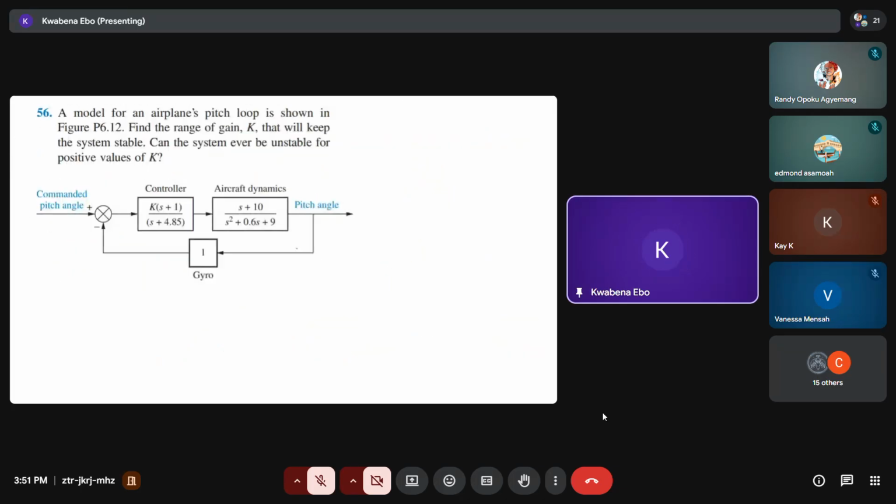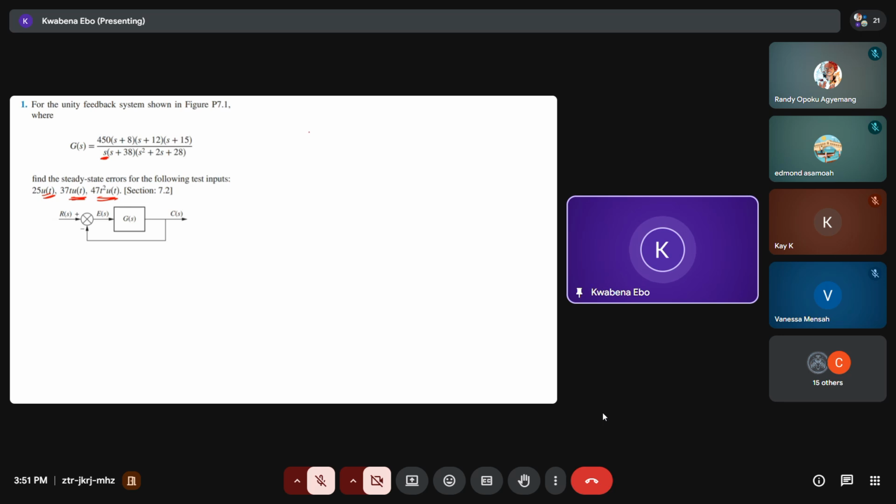So yeah, the question. You can see that this is a type 1 system, so it will work for this. But the fact that it will work for the ramp error does not mean that it will necessarily not work for this. And then the question says find it, so we will find it. First and foremost, we'll find our KP, KV, and KA.